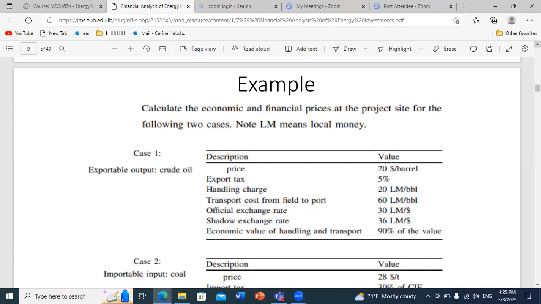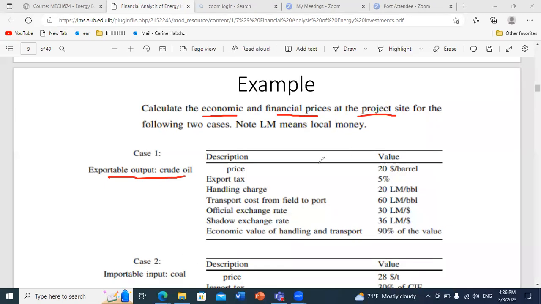Okay, welcome. So for example, if we take case one, you want to export crude oil and you have two options. We want to study economical and financial prices when we talk about the project site. It means that here, whenever, let's say, you extract crude oil, the project site is just at the extraction level, okay?